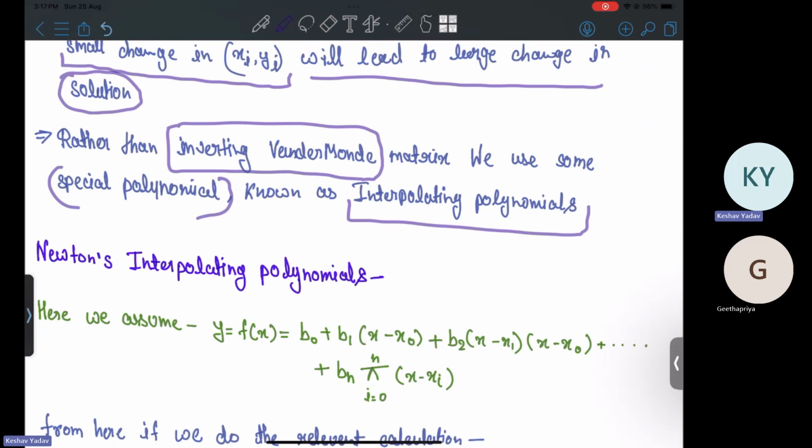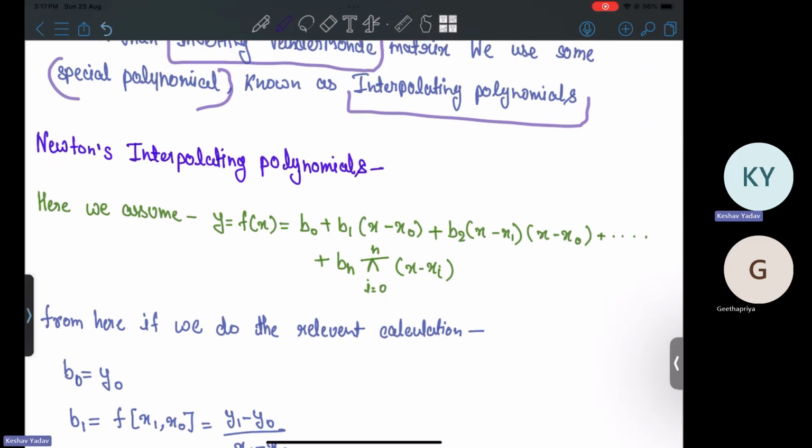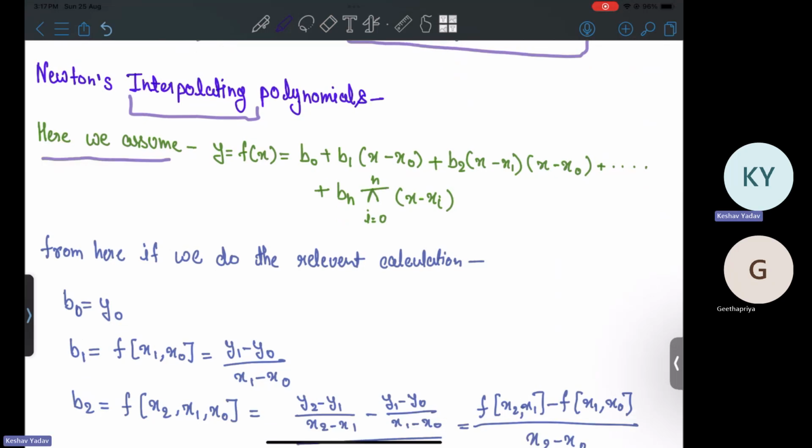So now we'll see some special types of interpolating polynomials. The first of this type is Newton's interpolating polynomial. Here we assume y, which is nothing but a function f, is equal to b0 plus b1 (x minus x0) plus b2 (x minus x0)(x minus x1) plus up to bn times the product of (x minus xi), where i goes from 0 to n-1.